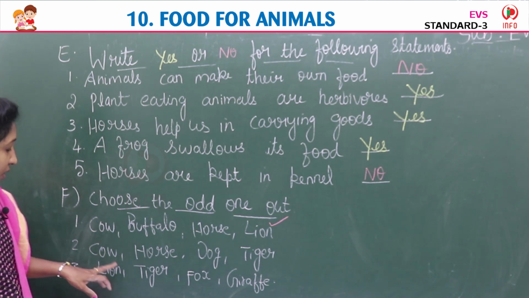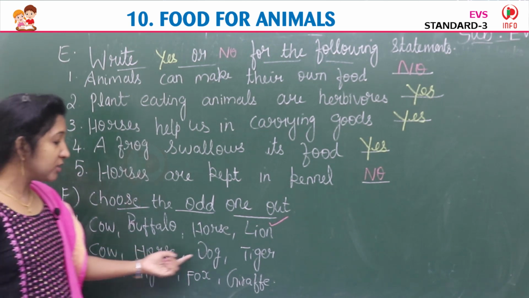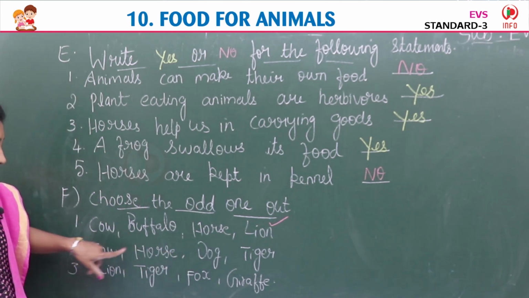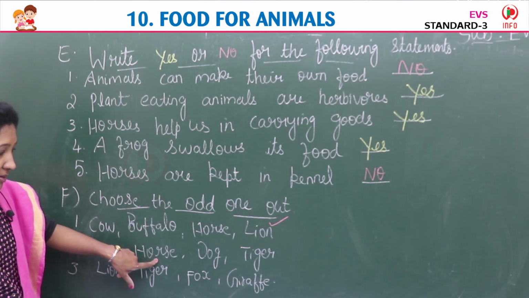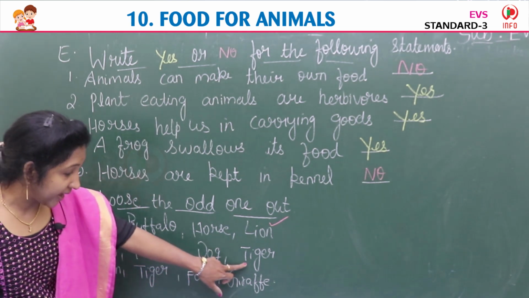Now next question. Next group of animals are cow, horse, dog, tiger. Cow, herbivorous. Horse, herbivorous. What about dog, tiger?